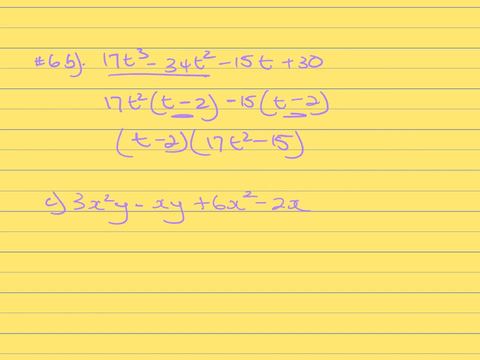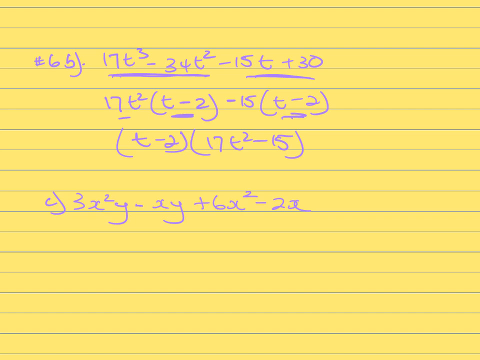Okay, so let's look at 6b. We have 17t cubed minus 34t squared minus 15t plus 30. We look to see what's common in the first piece. We see that 17t squared is common, so we're left with t minus 2. We look at the second set, we see what's common. Minus 15 is common, so we're left with t minus 2. We pull out t minus 2, and we're left with 17t squared minus 15.